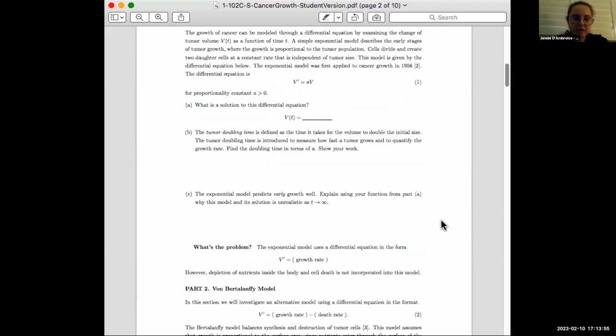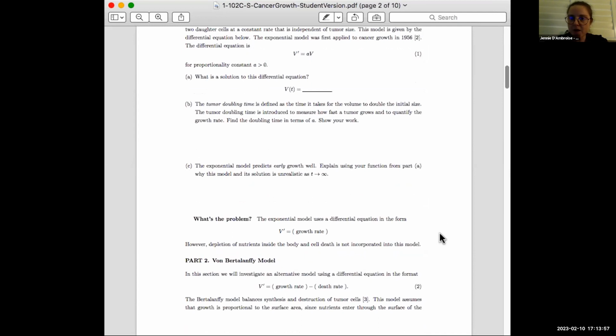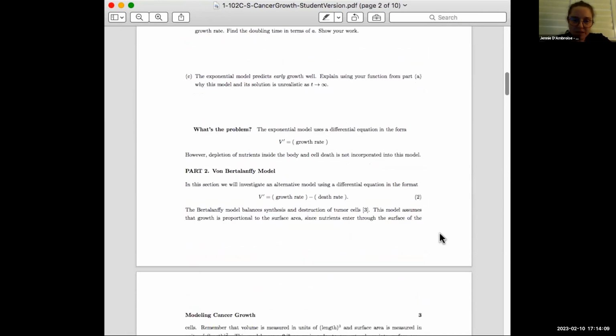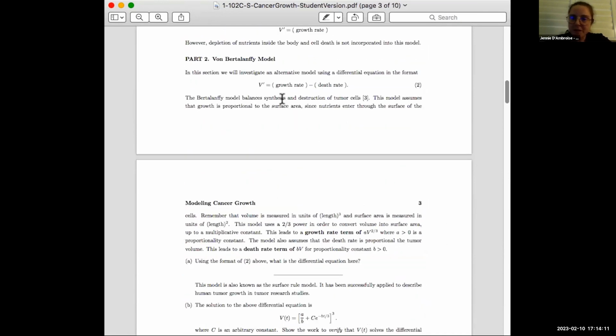And then I emphasize here how unrealistic that is, that the size of the tumor goes to infinity, right? So let's think about that. Is that realistic? And then I use that to modify, with just a basic explanation about the growth rate minus the death rate, in order to come up with a new differential equation that could perhaps be a little bit better.